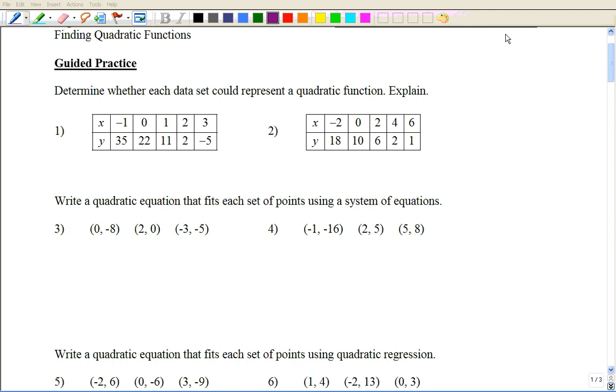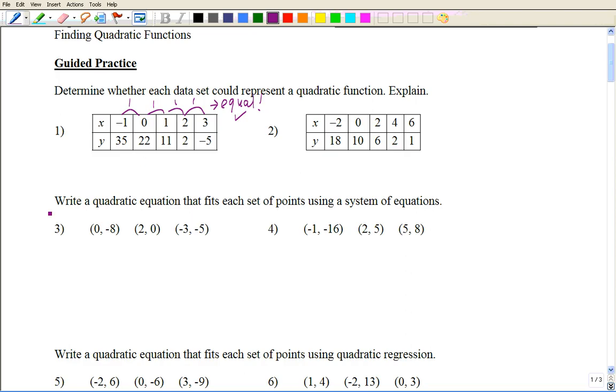So let's go ahead and look at number 1 so you can see an example of that. If we're looking at the x values on number 1, going from here to here, it went up 1. Here to here, it went up 1. 1 to 2, it went up 1. 2 to 3, it went up 1. So the x values are equally spaced. So that's good, that's the first thing we needed to check.